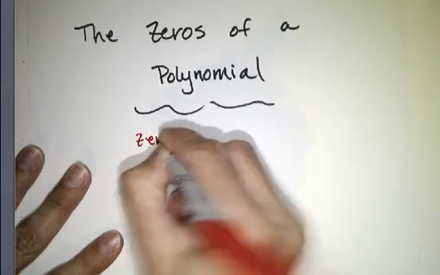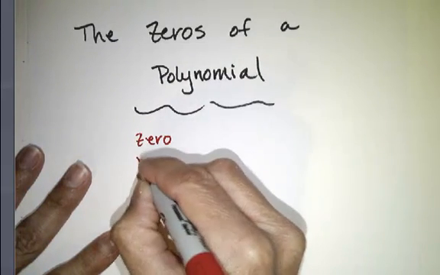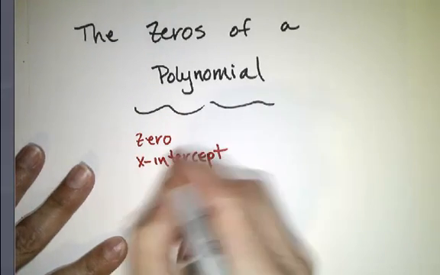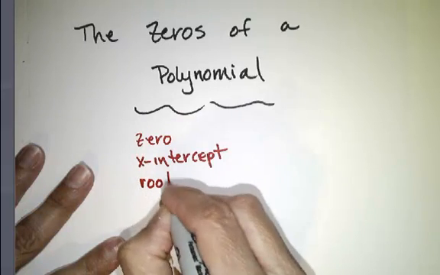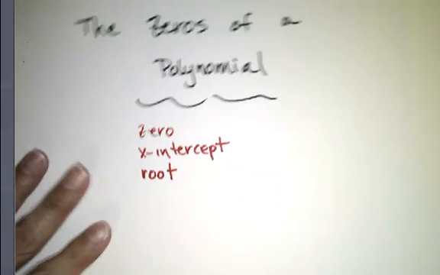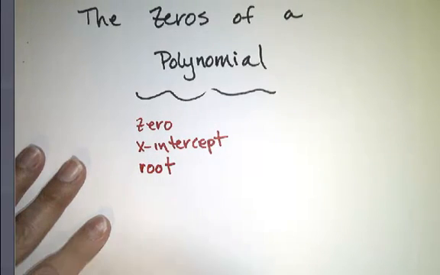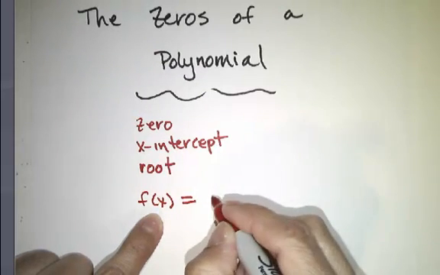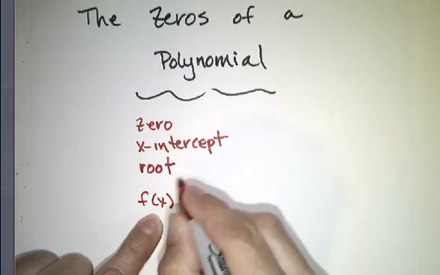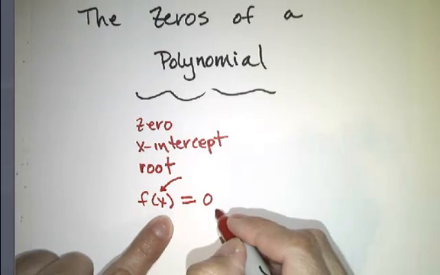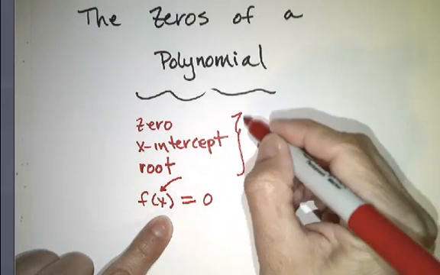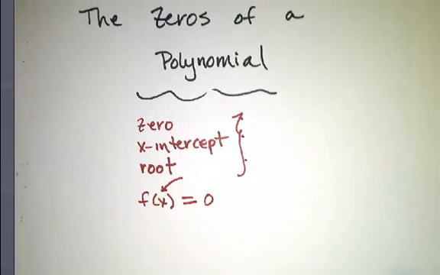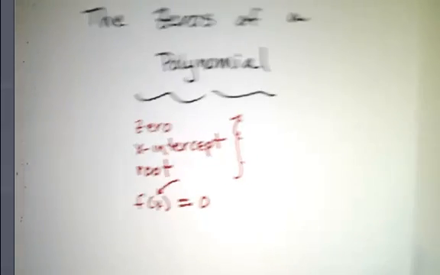So a zero of a polynomial can also be written as the x-intercept of my polynomial, and it can also be written as a root of my polynomial. It is, or they are, the solutions to the equation f of x, so that's my polynomial, set equal to 0. So if you can find the x's that satisfy this equation, you have found the zeros, the x-intercepts, and the roots. Okay, now you've seen this before when maybe solving quadratic equations.